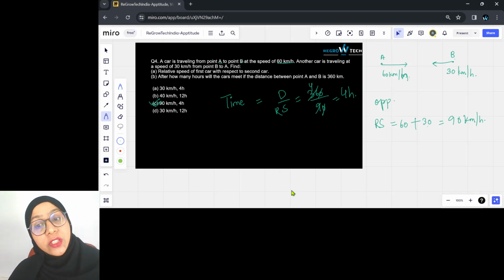I hope this question is understood. It was pretty simple. Just remember that when two objects are going in opposite direction, their speeds are added in order to get relative speed. And once you have the relative speed, you can find the time with the help of distance and relative speed given.